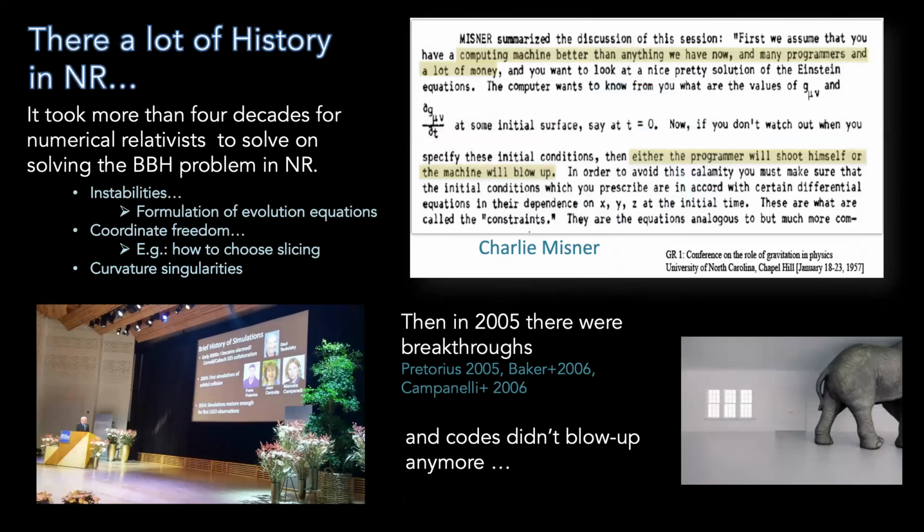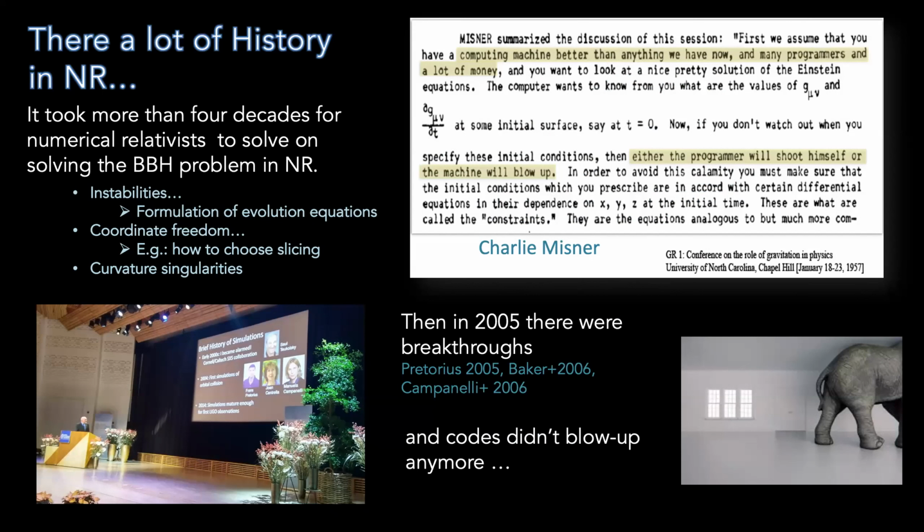So there is a lot of history in numerical relativity, and again, I'm not going to do a fair representation here of what happened, but it took more than 4, now perhaps 5 decades for numerical relativists to really solve the binary black hole problems. There were a lot of instabilities in the early formulation of the Einstein equations. We didn't know how to set up the gauge. And then we had a curvature singularity.